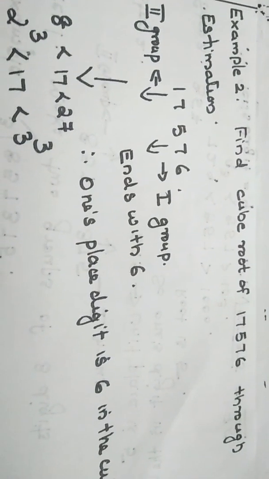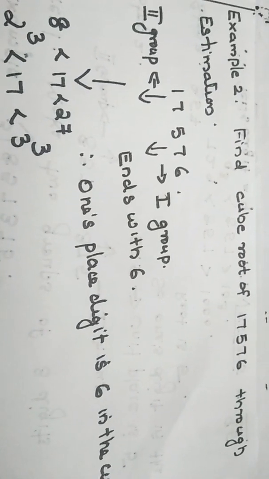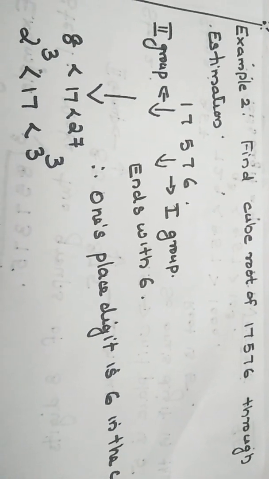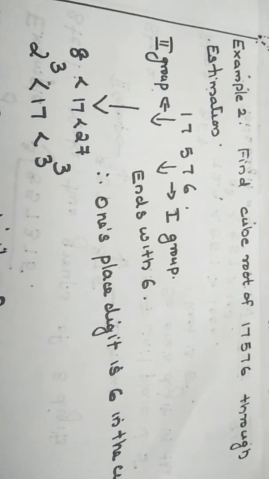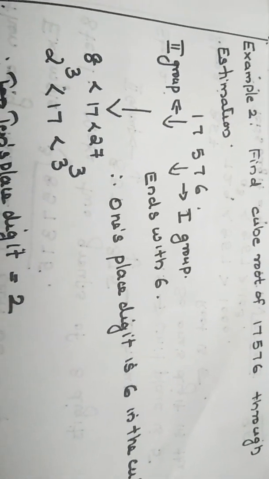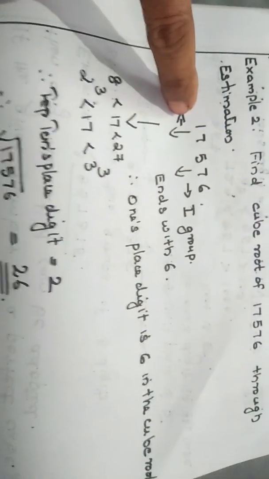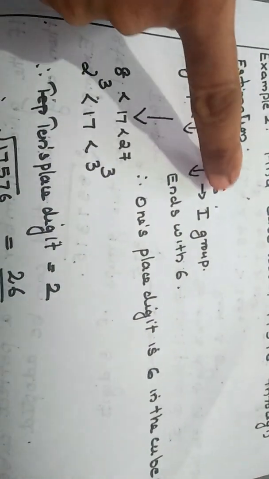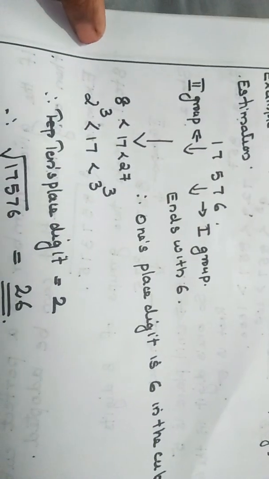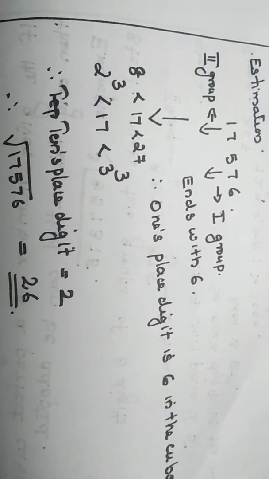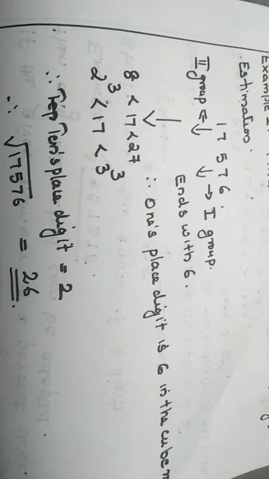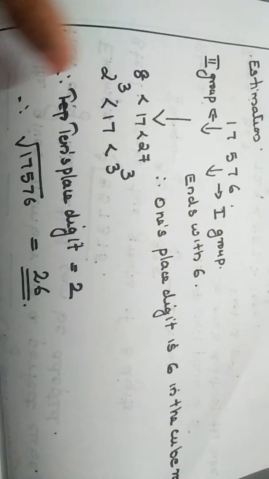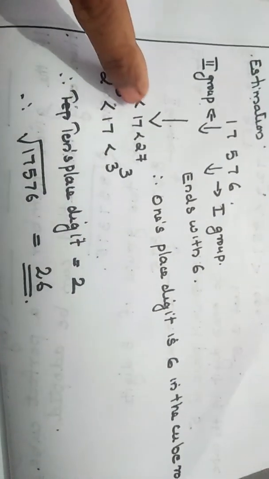Question. Find the cube root of 17576 through estimation. Here from right, we group the digits in 3s. That means 576 is one group and 17 is the second group. So 576, what is the ones digit here? 6. You know, its cube root will contain 6 itself. So ones place is 6. What about tens digit? 17.